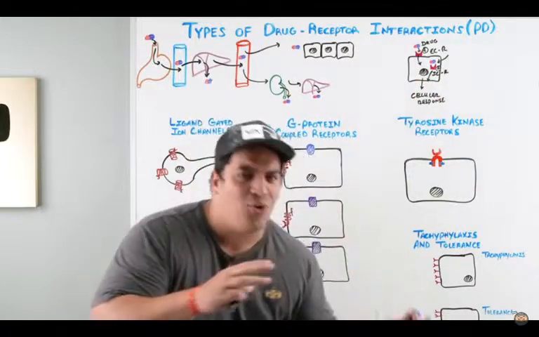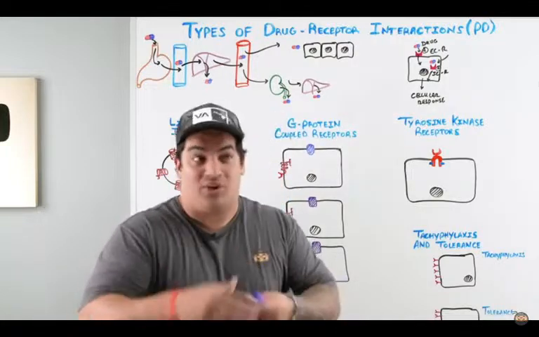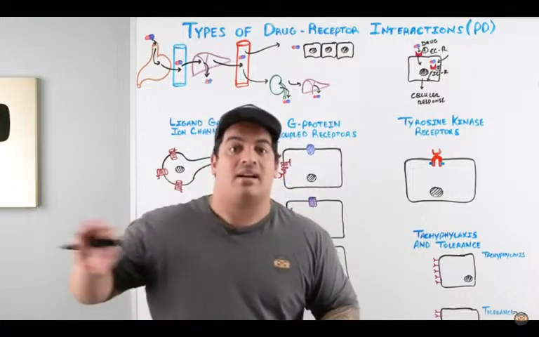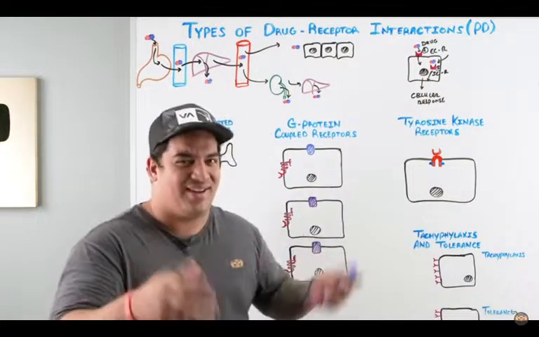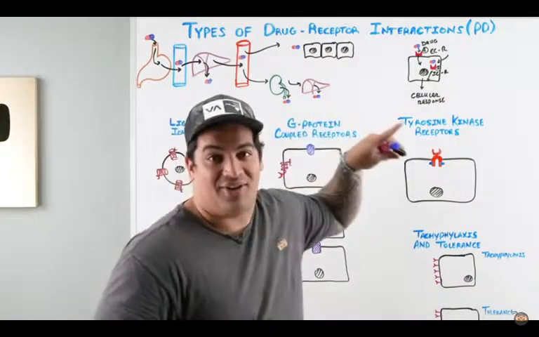We're not going to go down the crazy rabbit hole of signal transduction and intracellular receptor pathways. We talk about that in cellular biology, but it's just enough for us to understand the basic concept here. And the last thing we'll do is talk about something called desensitization, also known as tachyphylaxis and tolerance, with respect to drug receptor interactions.